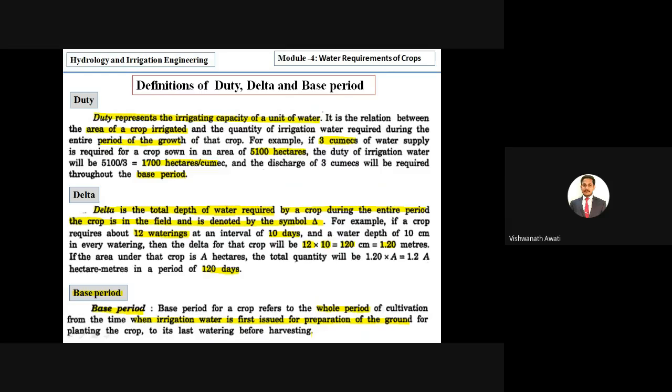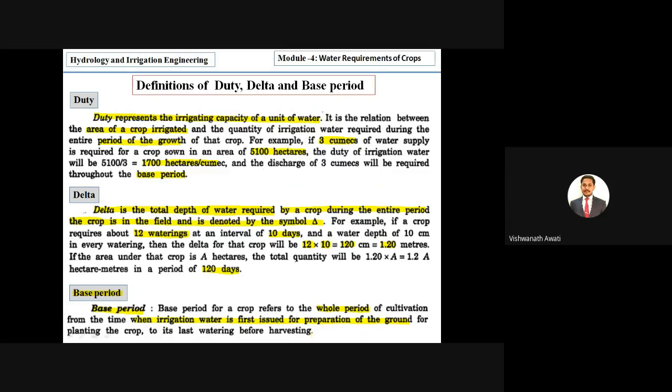If I give a simple word, the time between the first watering and the last watering is called the base period. And what is a crop period? Crop period is from planting to harvesting. It is related to the crop, right? From the point when you make a plantation to when you harvest, removing the crop, is called the crop period, right?